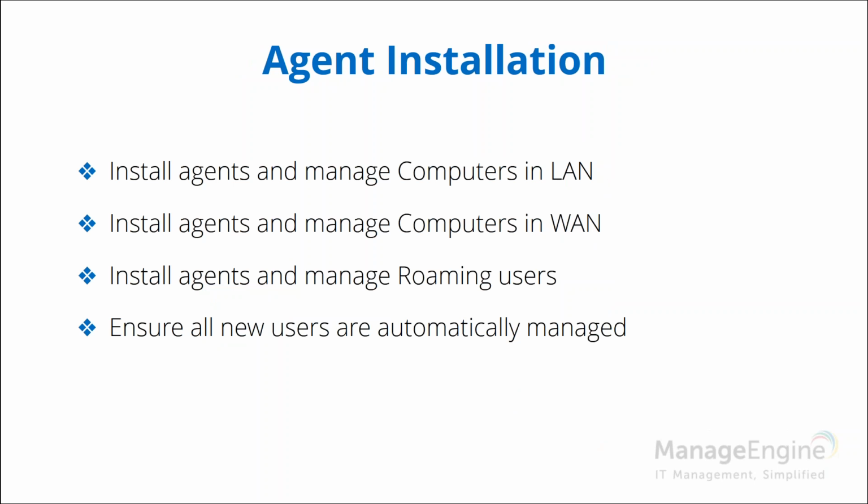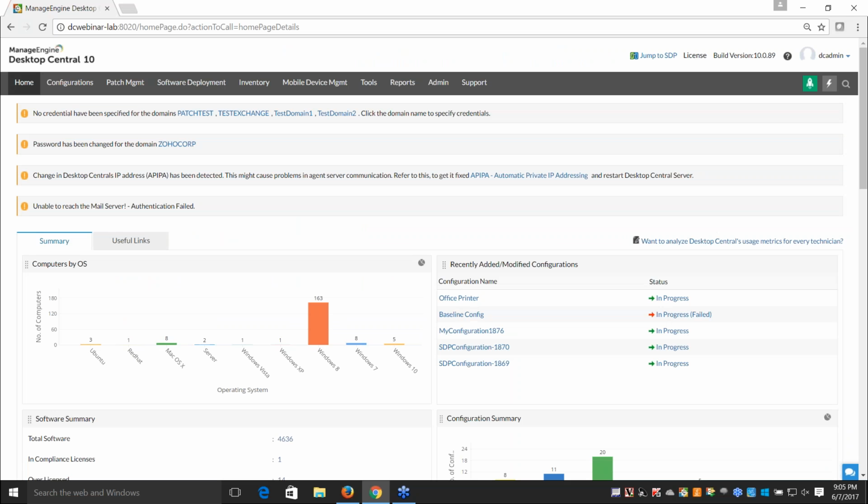As we already discussed, talking about the configuration part, in order to achieve all the configurations, we need the agent to be installed. So let's see how to set up the Desktop Central Server and deploy the agents. As you see, the list is given over here for agents to be managed on LAN, WAN, roaming users, and how to ensure that the agents are automatically installed on the target machines. Let me take you to the product to show you with a quick scenario.